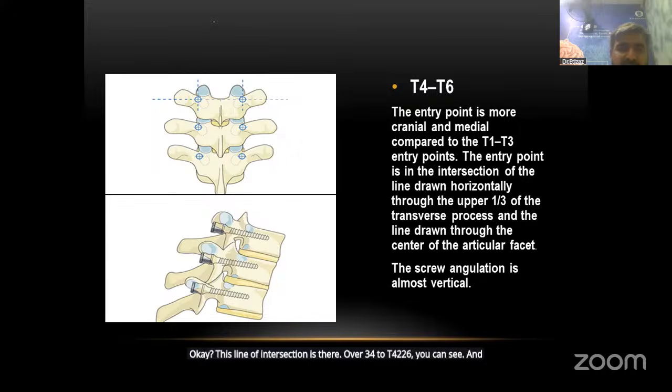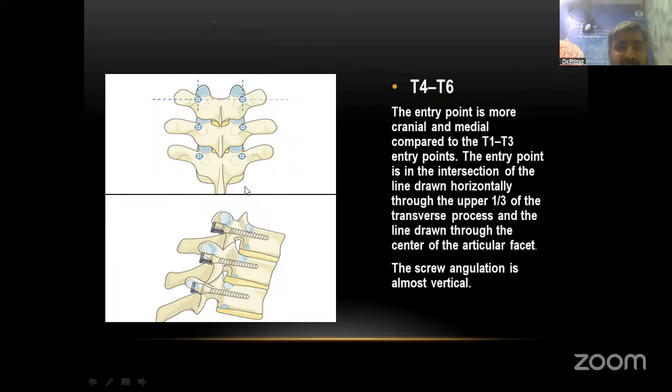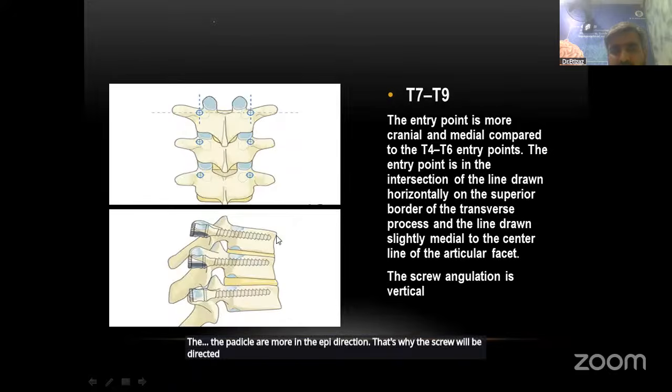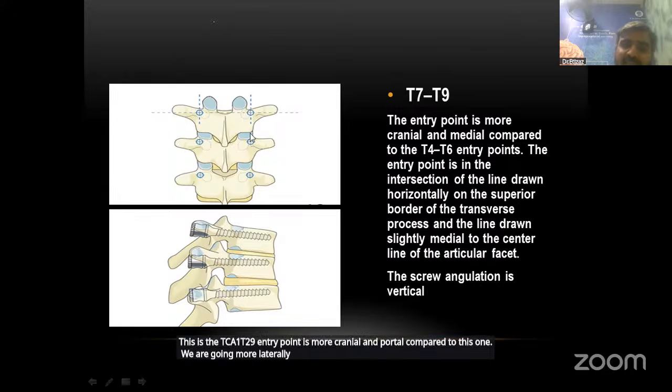And then the screw, you know that it is almost vertical over there, because now the spine is going out from the transition from the cervical spine. So that's why at the mid thoracic spine and just below the upper thoracic spine, the pedicles are more in the epi direction. That's why the screw will be directed vertically. Okay. This is T7 to T9. The entry point is more cranial and caudal compared to this one. We are going more laterally. And in this way we are following that TP rule.